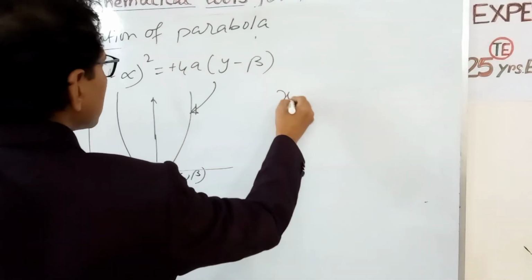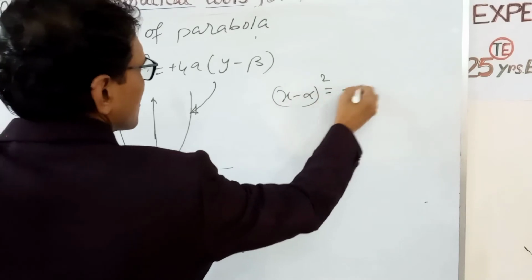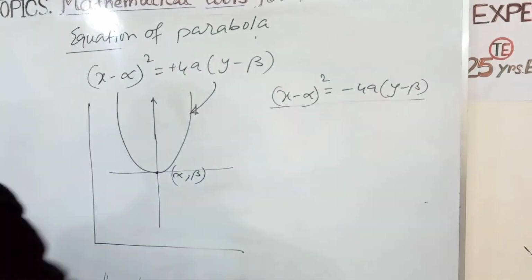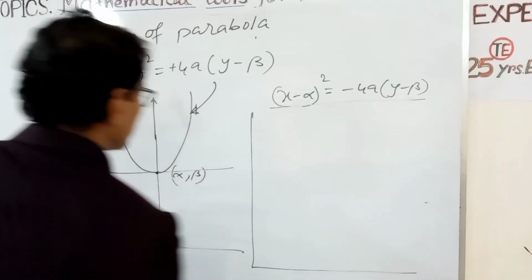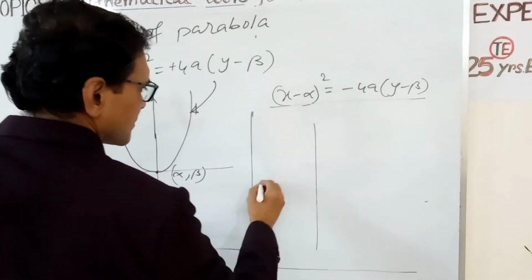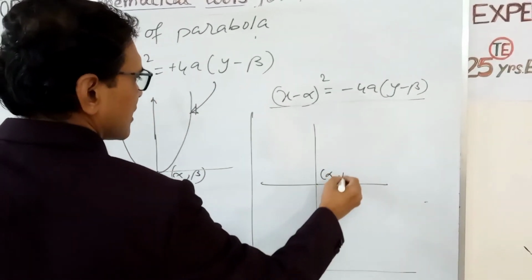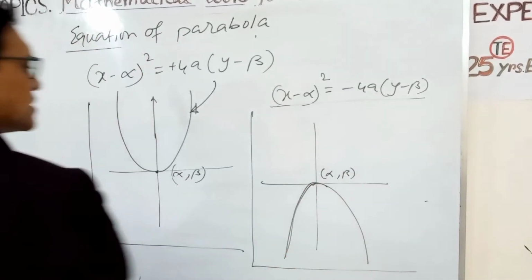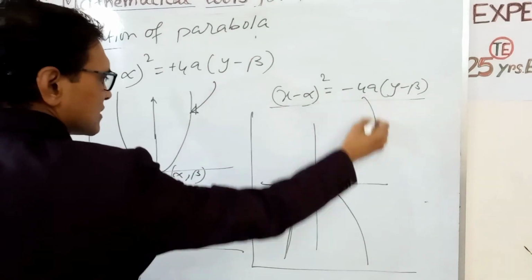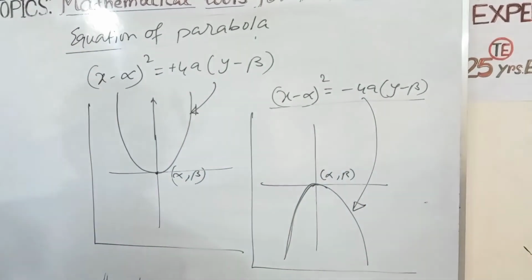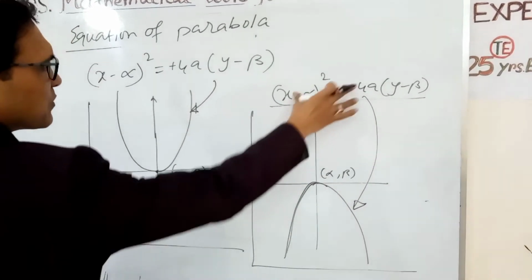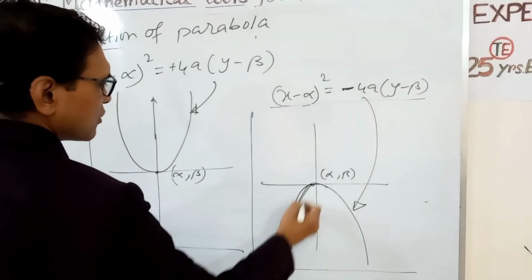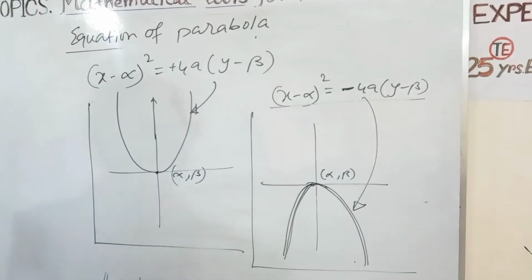Now if the equation is this, now this is the path of the parabola given by this equation, because here a negative is present, so the opening will be along the negative y-axis.